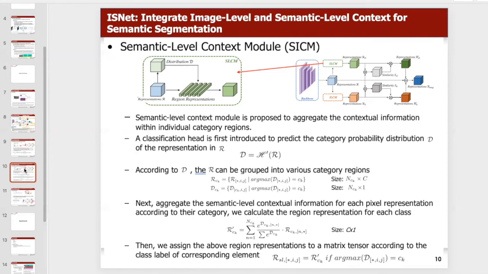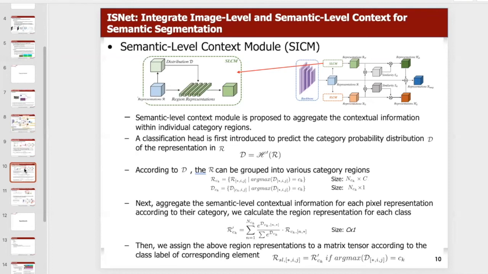I'm trying to understand this equation here for R sub CK, for that argmax being C sub K. For that pixel, what does that do to R? I'm kind of confused here on this. Oh, okay. I will introduce the N sub CK. It represents the number of representations that belong to category CK.